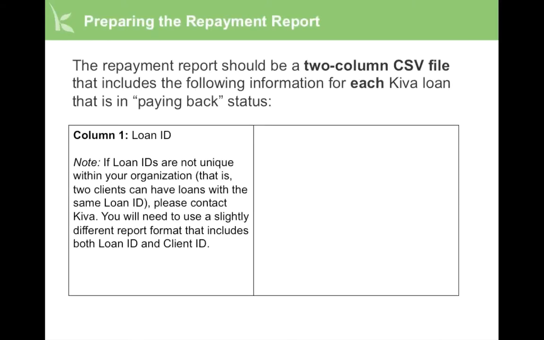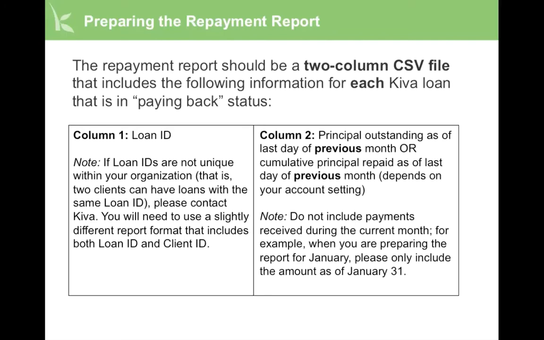Next, let's learn how to prepare the file that you will use to report repayments in PA2. The repayment report should be a 2-column CSV file that includes the following information for each Kiva loan that is in paying back status. In column 1, you will put the loan ID. Note, if loan IDs are not unique within your organization, that is, 2 clients can have loans with the same loan ID, contact Kiva for more information on how to report repayments. You will need to use a slightly different report format that includes both loan ID and client ID.